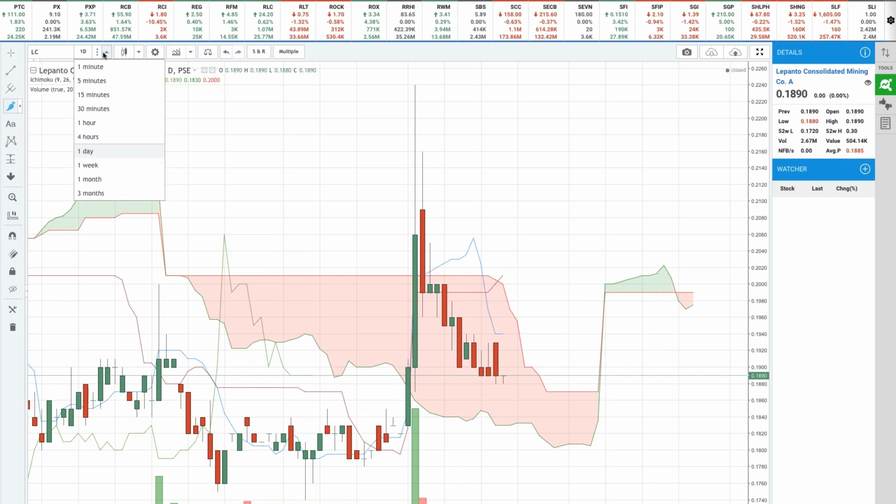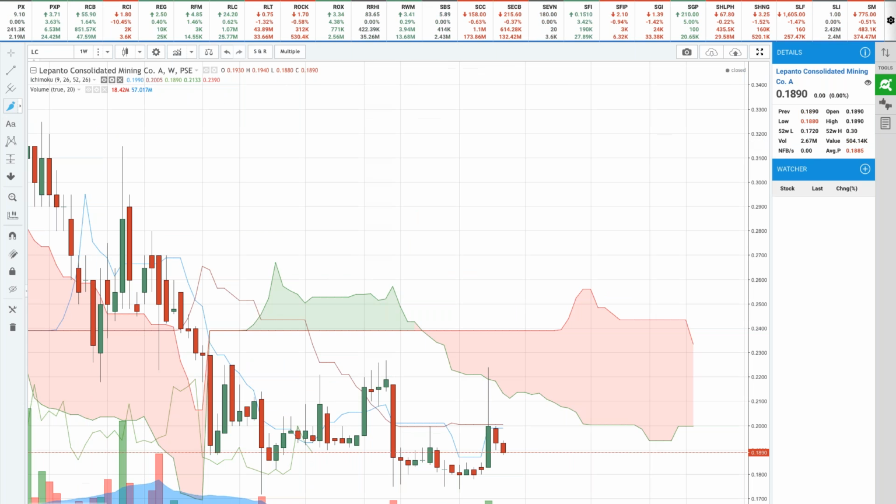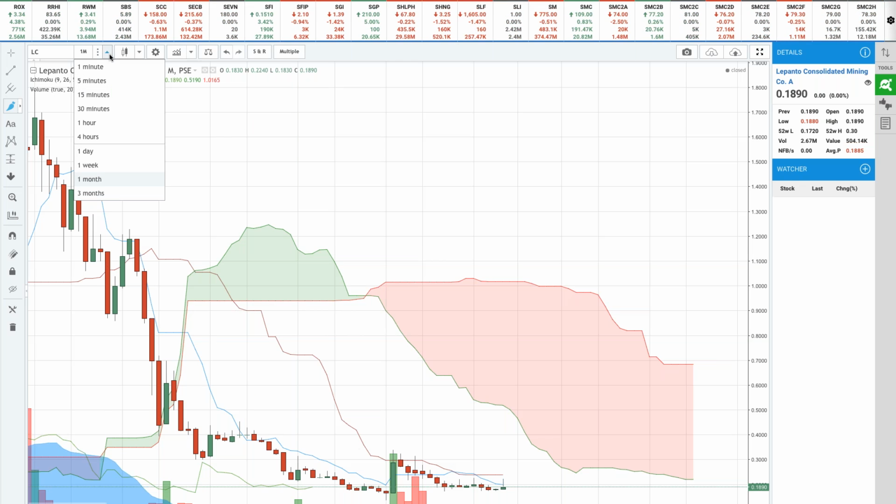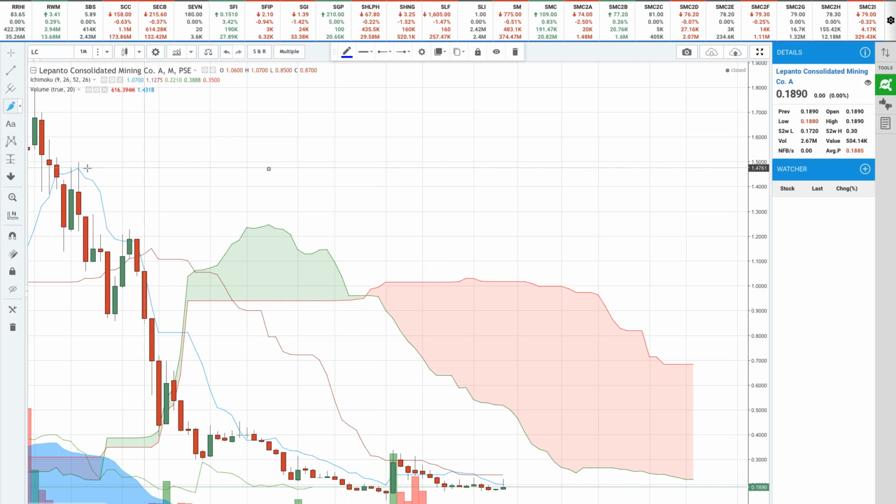LC is bearish on the daily chart, bearish on the weekly chart, bearish on the monthly chart. So why choose trades which are bearish on all time frames? Why choose trades which have conflicting signals? If you want strong price moves, choose those that have confluences in all time frames.